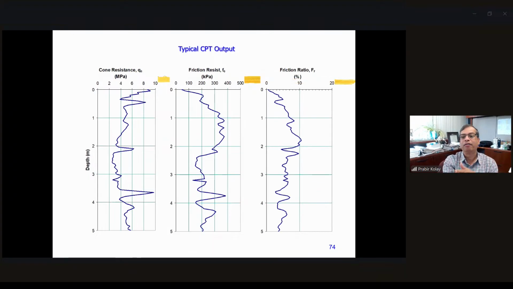And then you can find out the friction ratio. There are a lot of correlations that are available between CPT and SPT, and if you know the CPT or SPT value, there are different design charts that are available. How much is the bearing capacity of the soil? So easily you can calculate or design your structures.